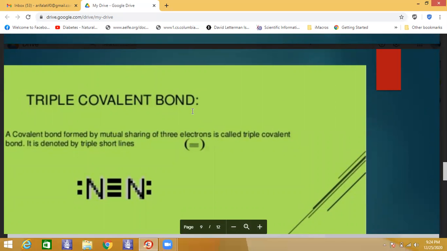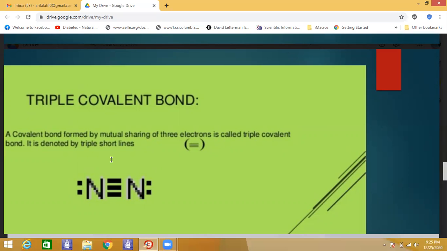The third type is triple covalent bond, and the triple covalent bond is formed due to the sharing of 3 pairs of electrons between the two atoms. It is called triple covalent bond. I take the example of nitrogen. This nitrogen atom has three unpaired electrons in its outermost shell. Because its atomic number is 7, N is 1s2, 2s2, and 2p3. So in its valence shell, there are three electrons available.